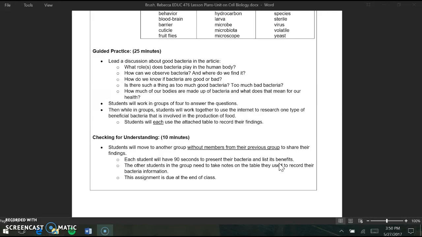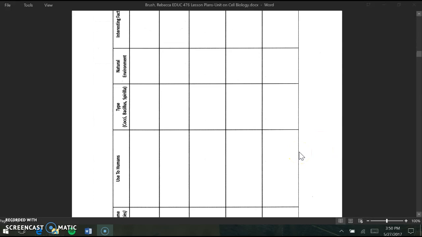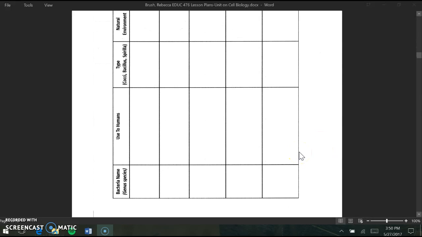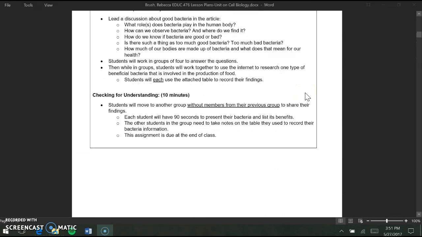And then they use the table that I attached down here to write down their type of bacteria and their information, and then share that information in their groups. So that was kind of fun. So we can change it. There's all types of different bacterias.